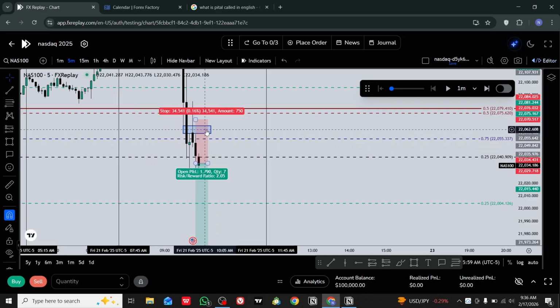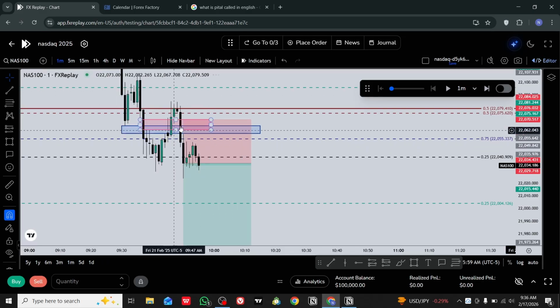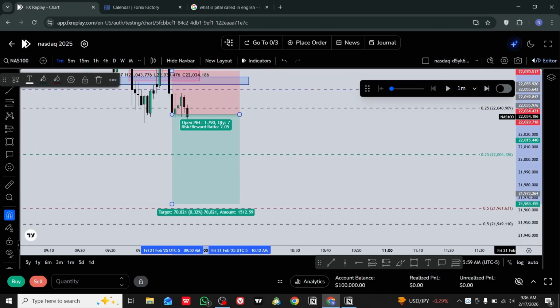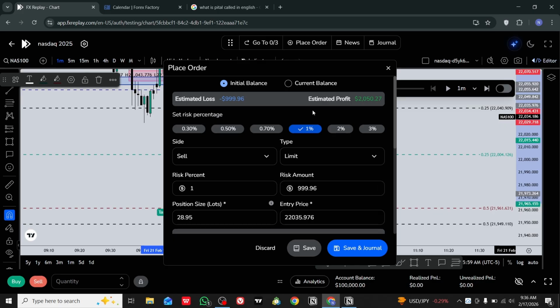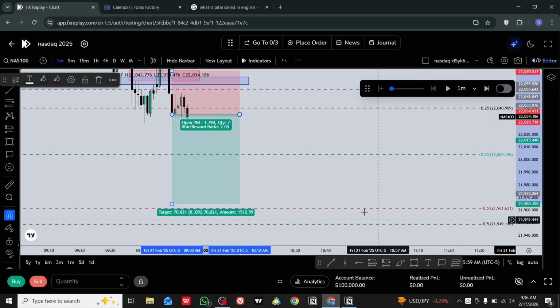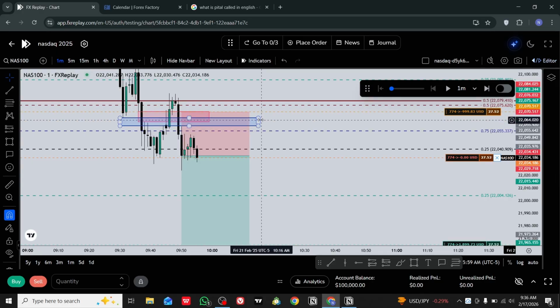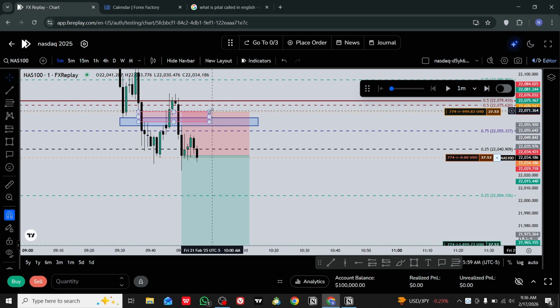So this is the first presented 5-minute gap, this is the 1 minute first presented gap, and I'm entering on this break in market structure. Let's enter on market. So we are in this trade. The stop loss is above the 5-minute first presented fair value gap and on the high of the 1 minute first presented fair value gap.